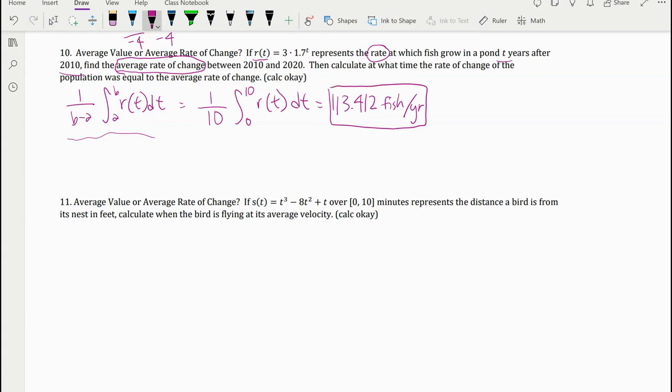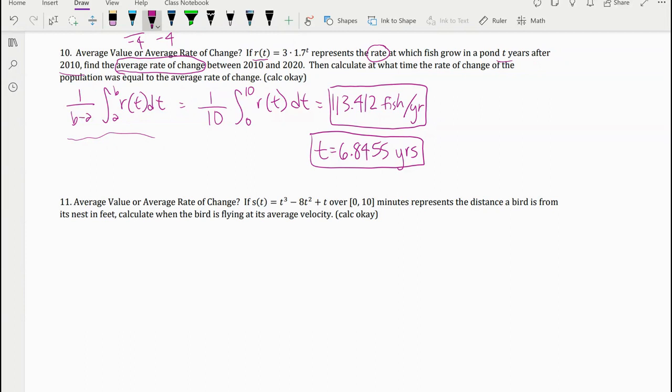And then when was the average equal to the actual? At t equals 6.8455. You can round that to 6.846 if you'd like. Make sure you always have at least 3 decimal place accuracy, years. And that was, so somewhere in 2016, close to 2017, the rate of change was 113.412 fish per year.